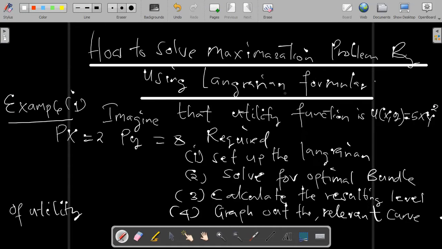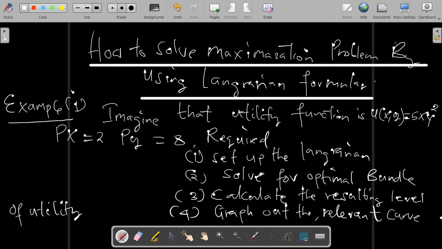Today I'm going to take you through how to solve a maximization problem by using the Lagrangian formula. For example, imagine that your utility function is given by U(x,y) = 5xy², and the price of x is 2 and the price of y is equal to 8. You are required to set up the Lagrangian, to solve for the optimal bundle, to calculate the resulting level of utility, and to graph out the relevant curves.